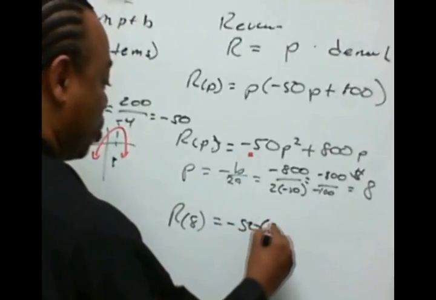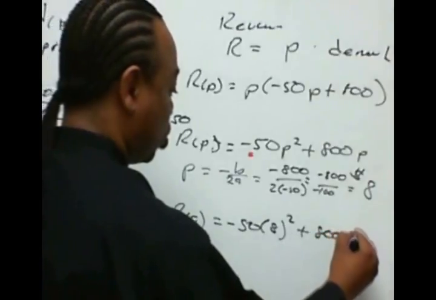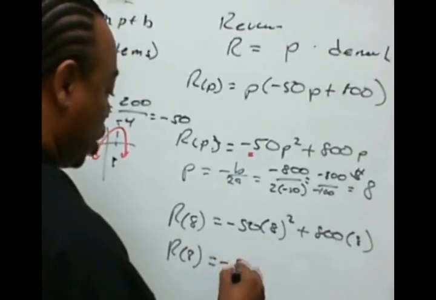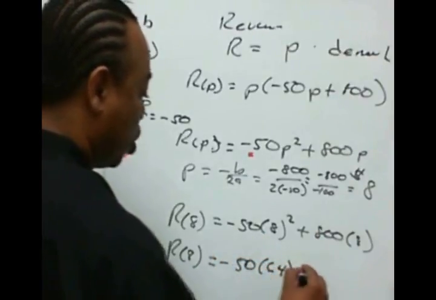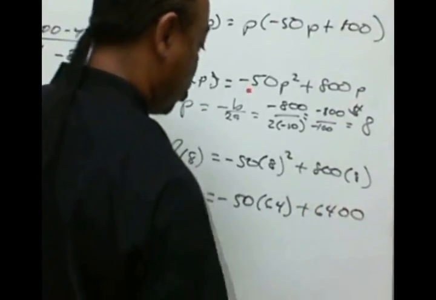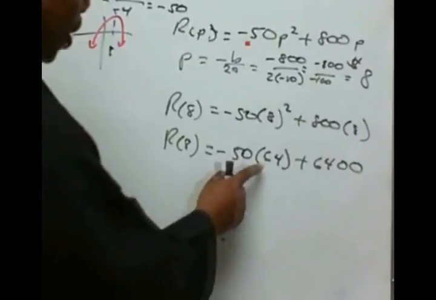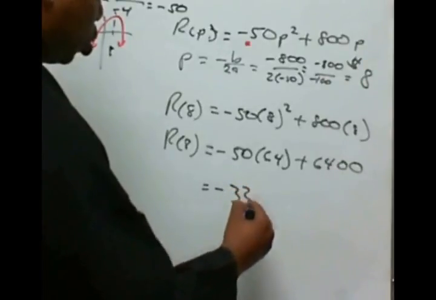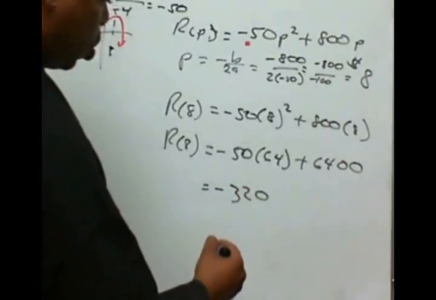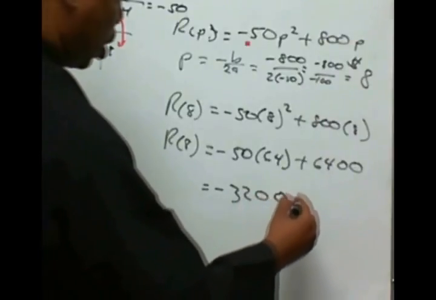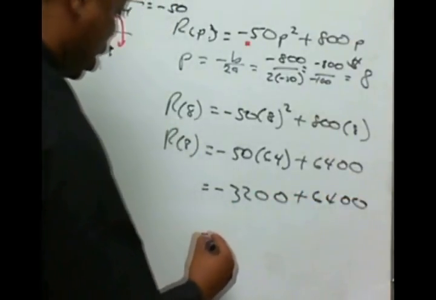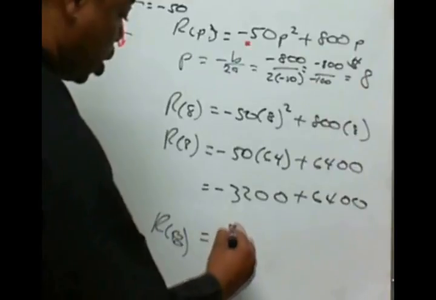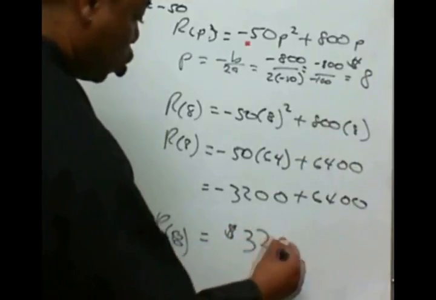So I'll get negative 50 times 8 squared plus 800 times 8. And 8 squared is 64, so negative 50 times 64. 8 times 8 is 64. Okay, and from here, I'm going to multiply 5 times 64. Well, 5 times anything cuts it in half. So you get 3, 2, 0, 0. Okay, plus 6400. And my revenue from putting in a price of $8 will be $3,200.